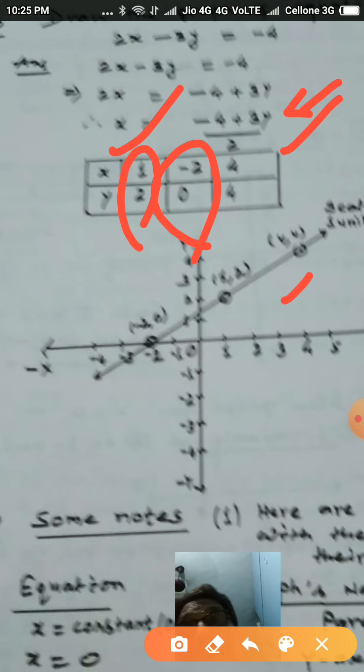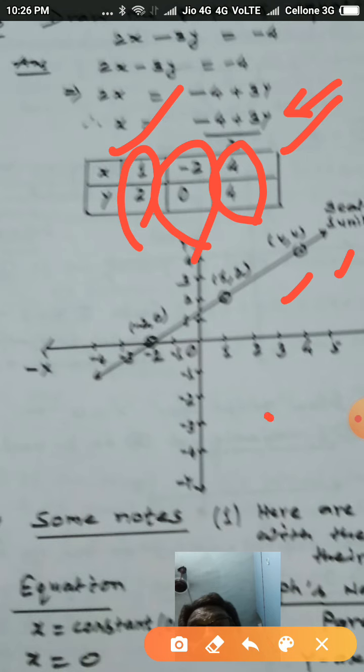Here you see, student, when we take the third pair of solution, that will help only to know whether your points are collinear or not. So just to check this, otherwise only two pairs are needed. Okay, and as you know, in drawing the graph we must mention the scale, that 1 unit of graph paper has what value.